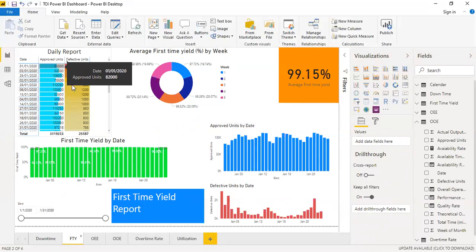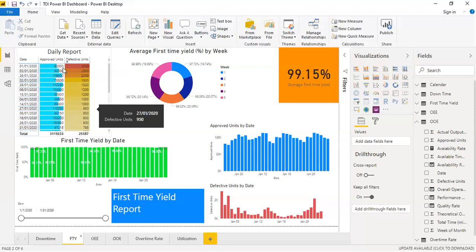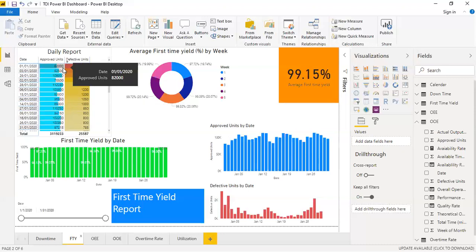So they produce 82,000 approved units and perfect units, which were good to be sold, and they also produced 3,000 defective units on that specific date as well. So it was a total of 85,000 units being produced on that particular date. So it shows the daily basis.